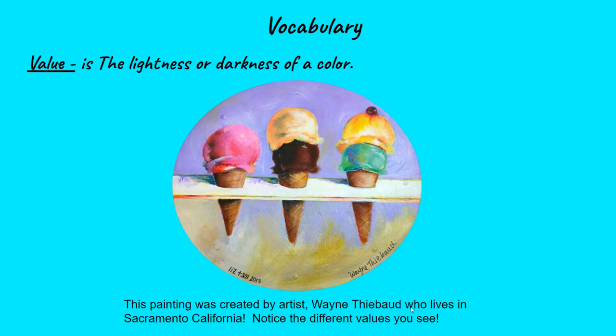Value is the lightness or darkness of a color, and this painting was created by artist Wayne Thiebaud, who lives in Sacramento, California. Notice the different values you see, the lights and darks, as you look at the ice cream scoops and cones. This is an artist who's famous all over the world for creating art that shows ice cream and desserts, and his art is in many museums.